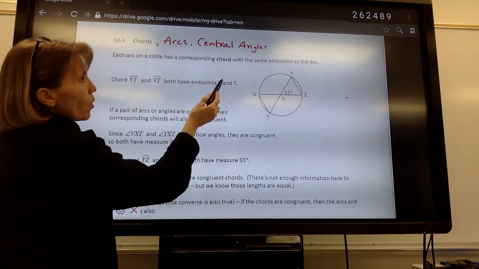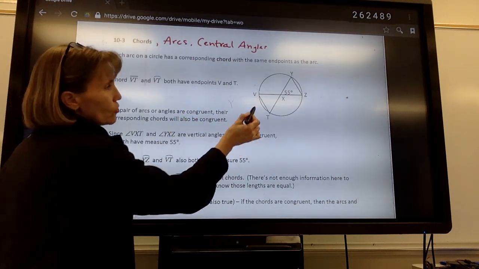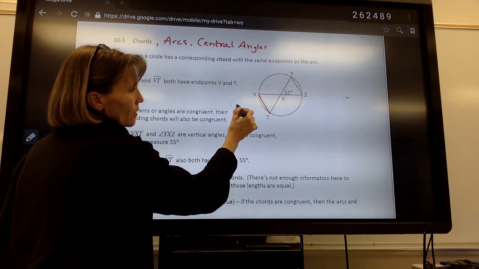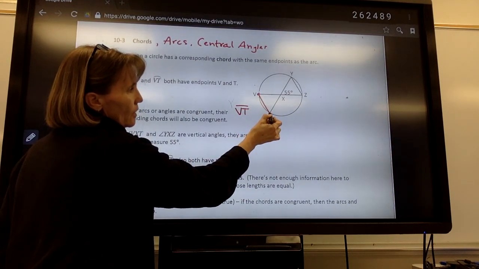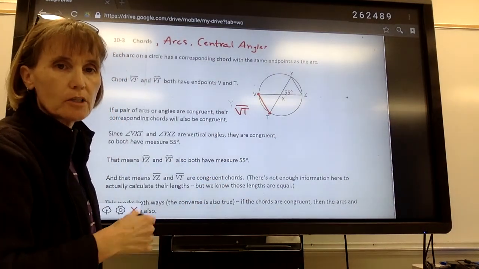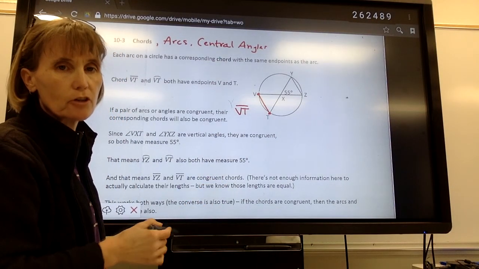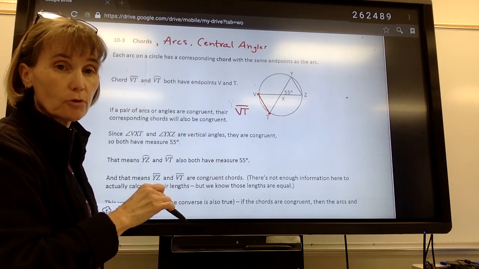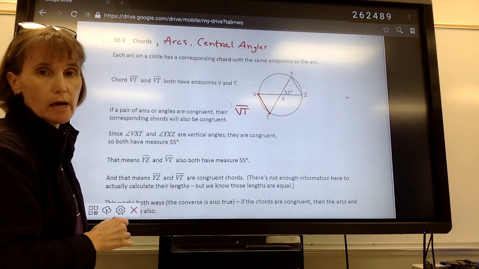And so a chord has endpoints on the circle. So this is a chord, VT. It's a segment. The segment has an endpoint at V and an endpoint at T, and those two endpoints have to be on the circle. Now we talked earlier about how a diameter is actually a chord because its two endpoints are on the circle, but a diameter has to go through the center and a chord does not.